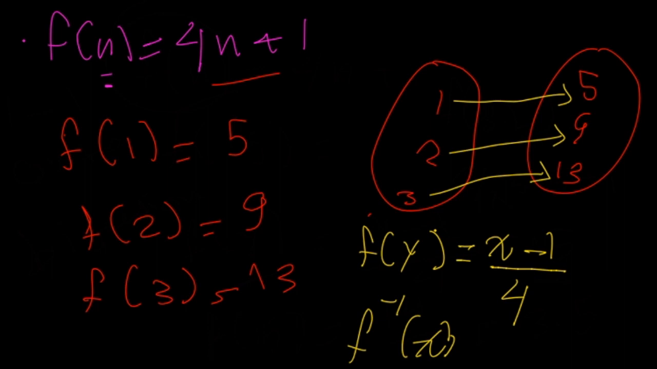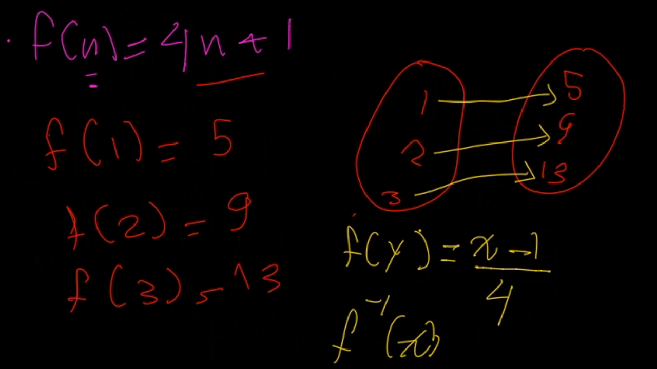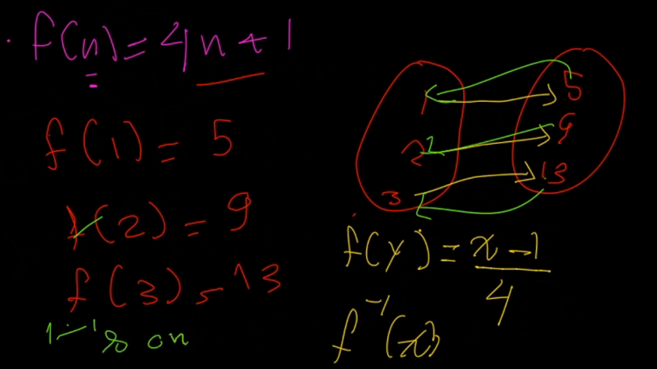So now I could draw another arrow going in the opposite direction from y to x. Now take 9. 9 minus 1 is 8, divided by 4 is 2. So 9 is mapped to 2. Now 13 is mapped to 3. So I can see from the diagram, from taking some random values, that this function is one-to-one, and it is an onto function. And it is called a bijection.